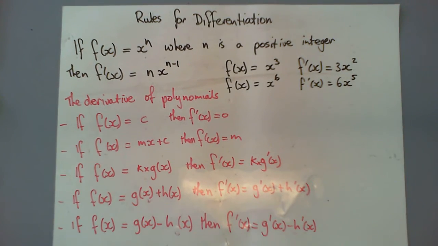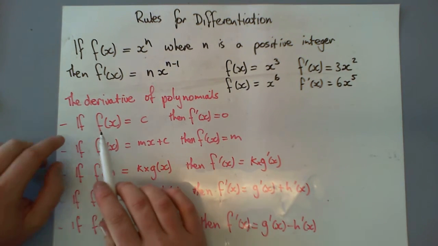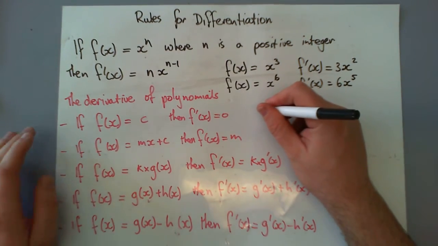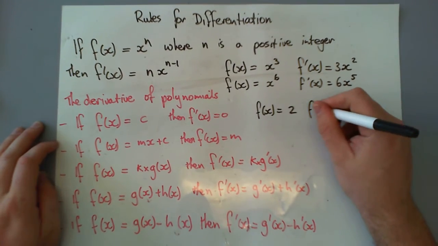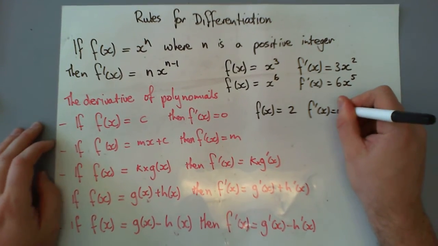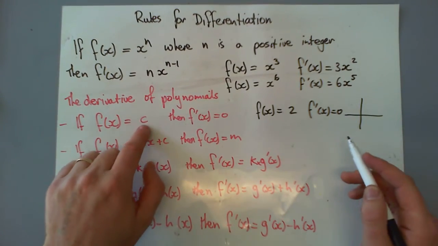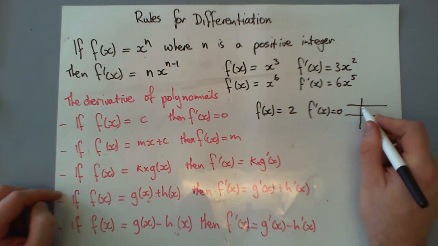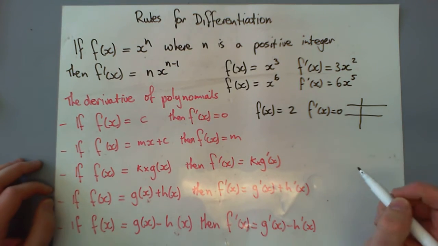There are a few different things we can look at with this, and a few special cases. Looking at derivatives of polynomials, if f of x equals c, where c is just a constant, like f of x equals 2, then f dash of x is going to equal 0. This makes sense because the graph of f of x equals c is a straight horizontal line, and we know the gradient of that line is 0 everywhere.